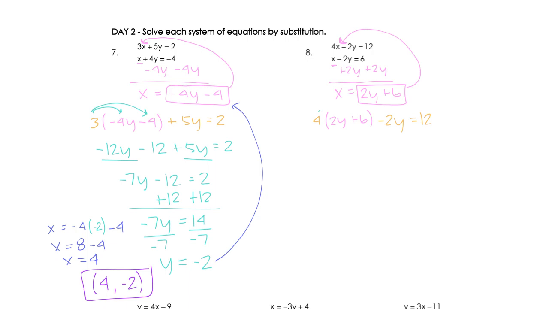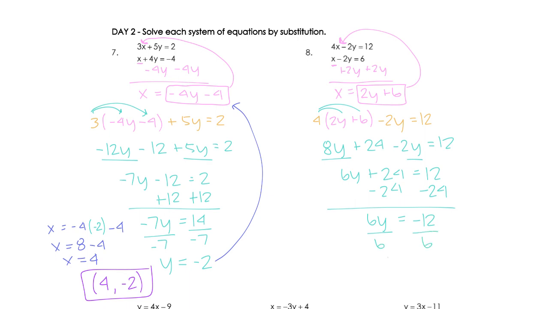And then start solving here. Again, distribute. So I have 8y plus 24 minus 2y equals 12. Combine our like terms. So we have 6y plus 24 equals 12. Then I'm going to subtract 24 from both sides. And we have 6y is equal to negative 12. Divide both sides by 6, and y is equal to negative 2.